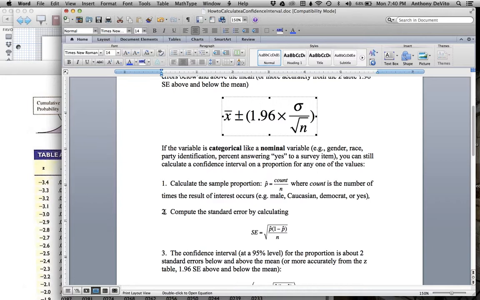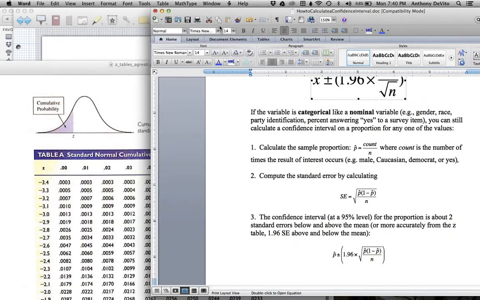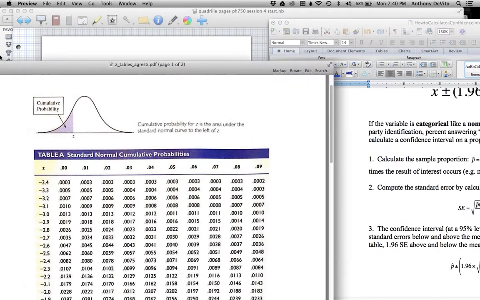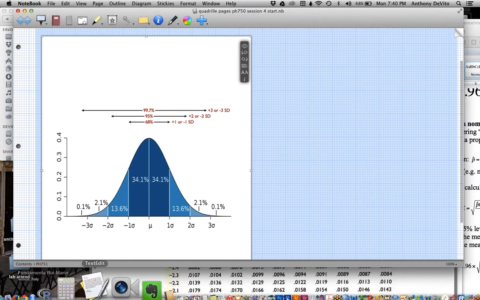We also can do a similar calculation for proportions, but I'm going to hold off on that for now. So I'm going to open up the document that has those exercises that I was talking about, and we'll give this an actual try now.